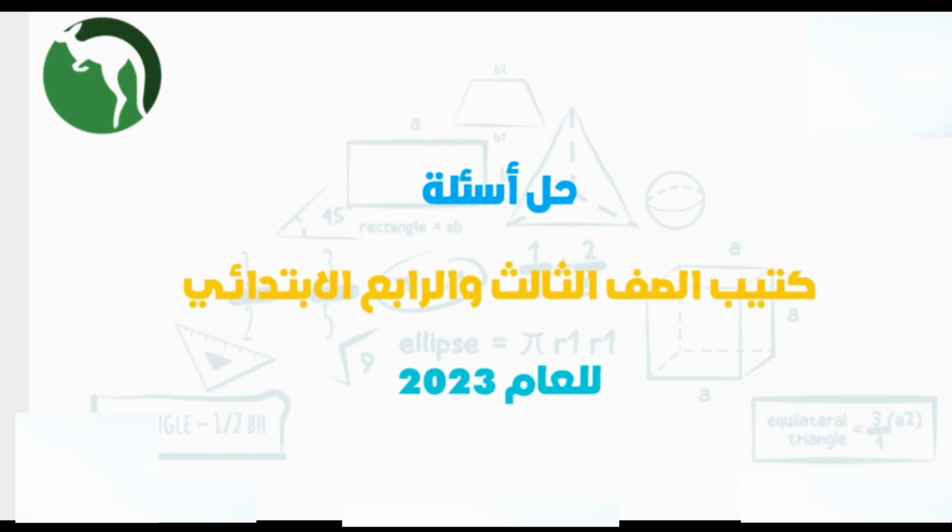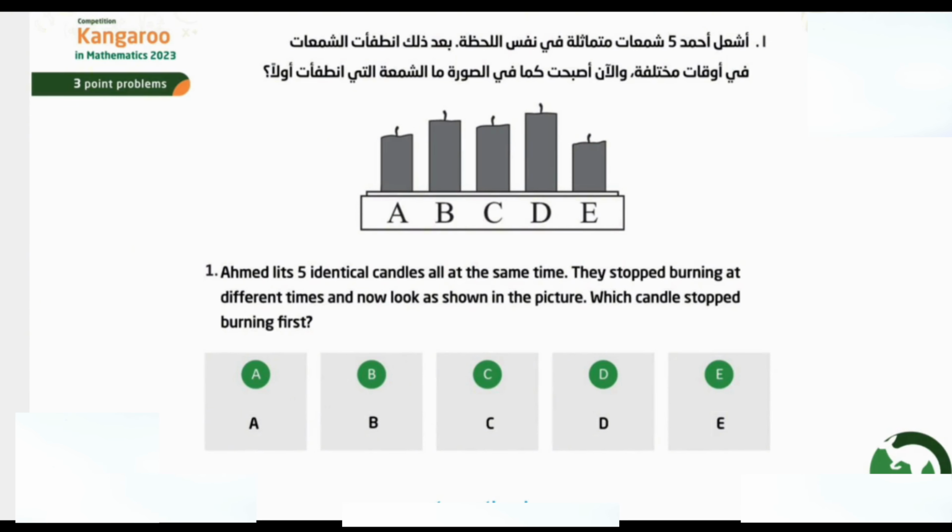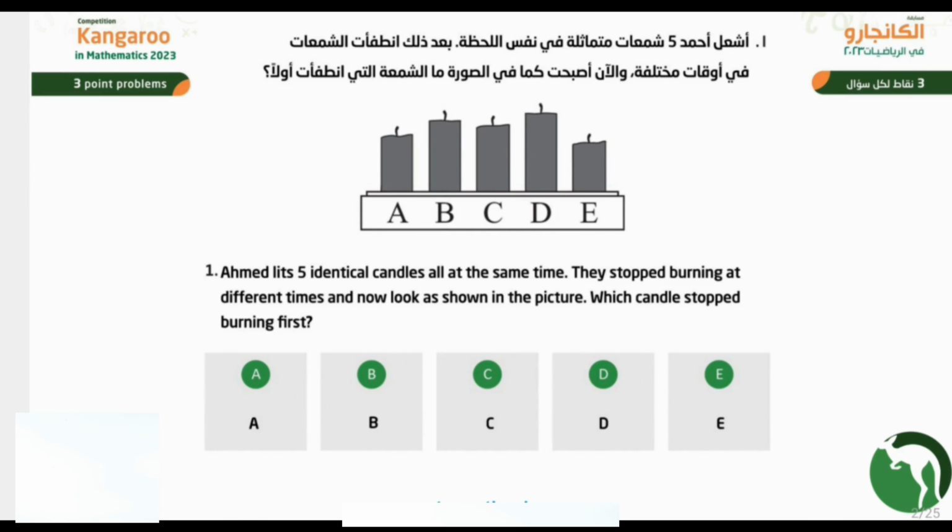Hello everyone, in this video we are going to solve the Kangaroo competition question for the third and fourth grade levels for the year 2023. Let's get started. In question number 1, Ahmed lights 5 identical candles all at the same time. They stopped burning at different times and now look as shown in the picture. Which candle stopped burning first?